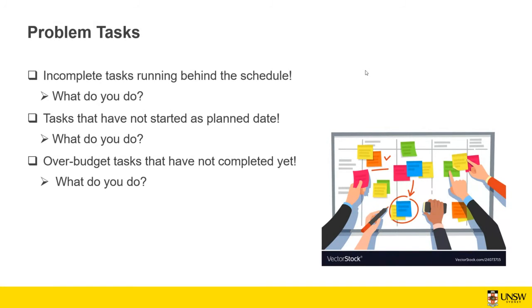The other thing is over budget tasks that have not completed yet. So what do you do? What do you think? You have a task where the actual cost is much higher than your earned value. So what do you do?